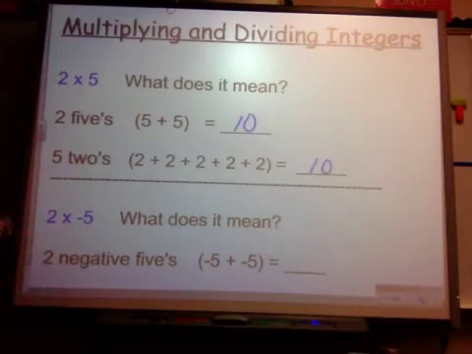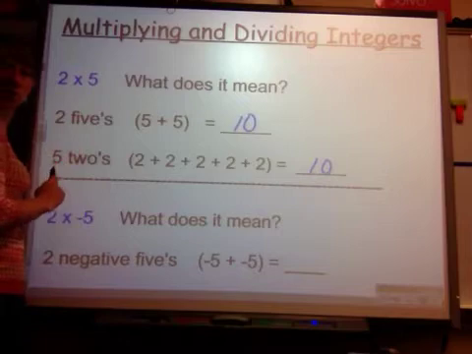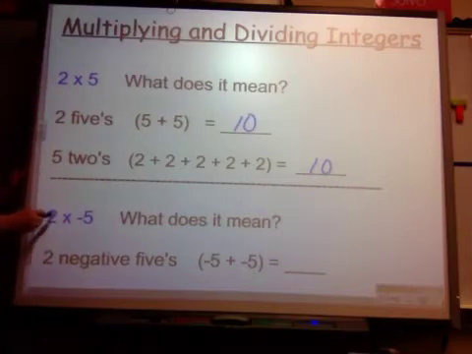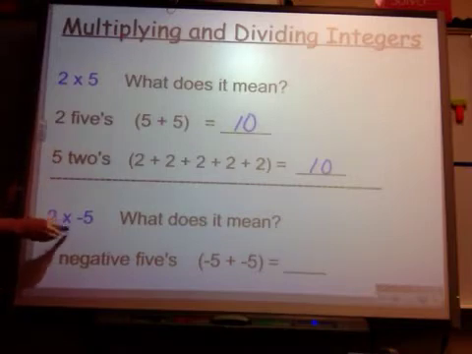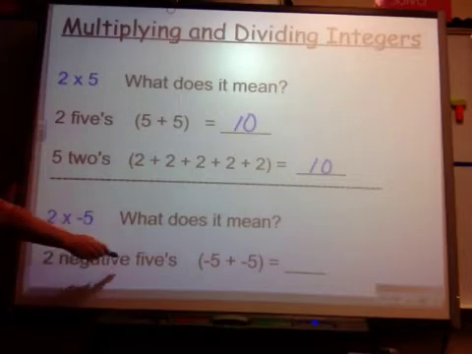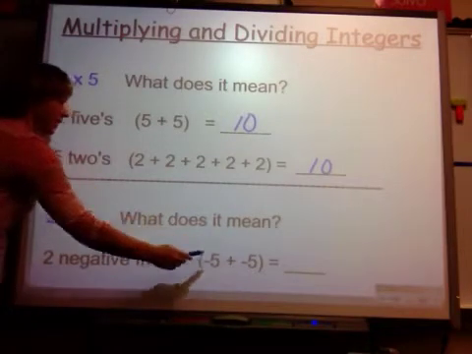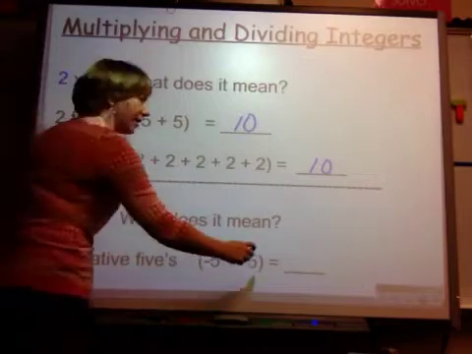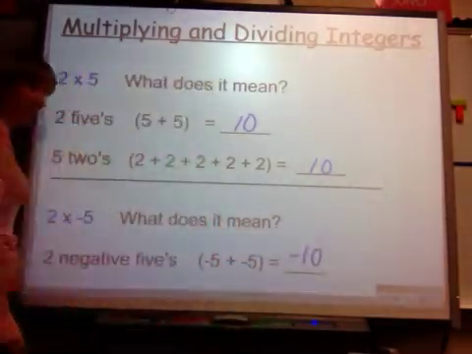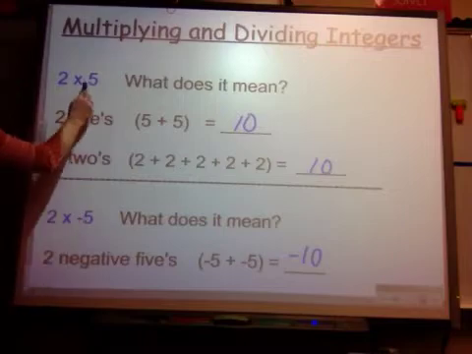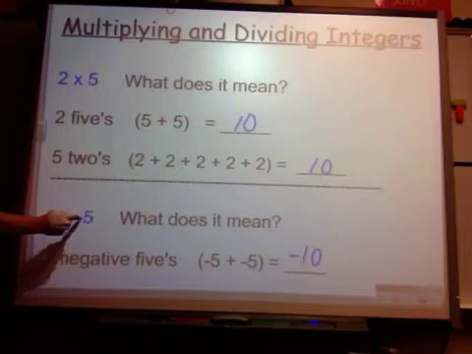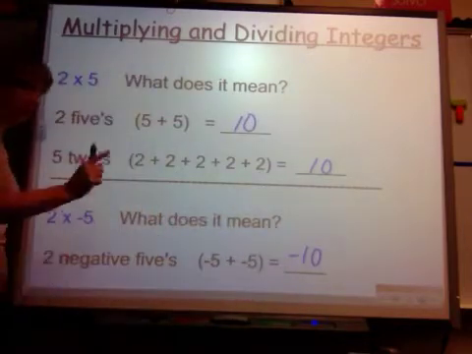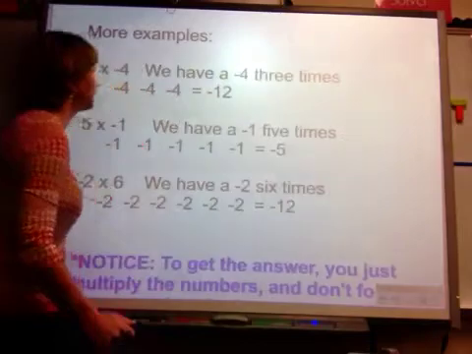So let's take a look if we start viewing multiplication with integers. What if I have 2 times negative 5? What does this mean? Well, this means I have a negative 5 2 times. So I have 2 negative 5s, a negative 5 and a negative 5. 2 negative 5s would give me a negative 10. Okay, so notice my 2 times 5 is still the same. I get the 10, but the negative was with the 5, so I get a negative with my answer. And we'll go into more detail on that in a minute.